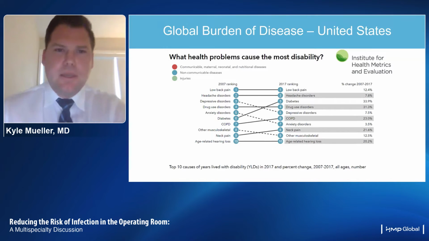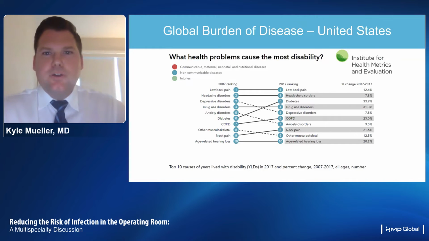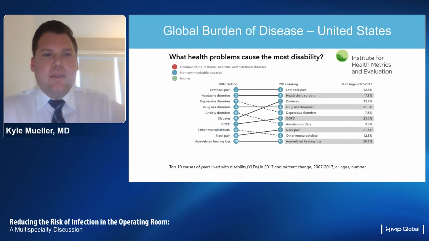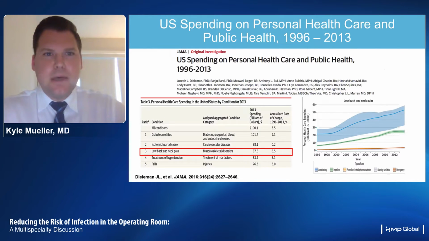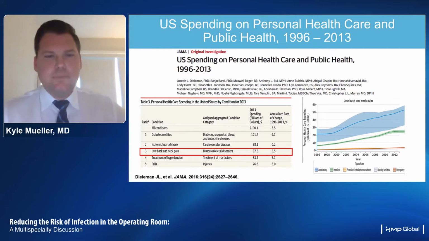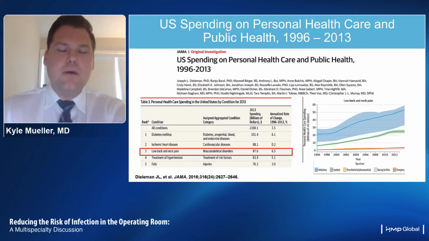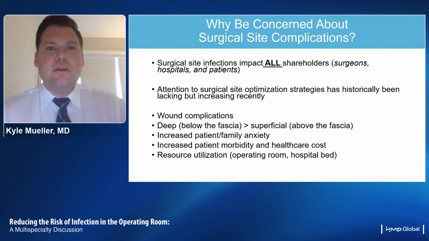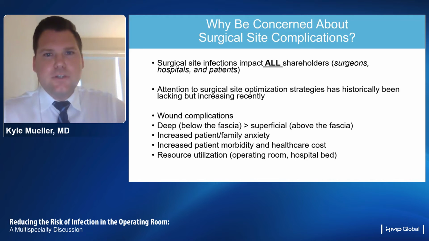Back pain and neck pain is obviously a major source of disability in the United States. It's very common, and the US spends a drastic amount of money on this. And even though a small fraction of these patients will undergo surgery, that still ultimately becomes a big source of healthcare utilization. And many of these patients fortunately do well, but there's still the risk of developing a surgical site infection. And we should be concerned with this because it does impact all of us.